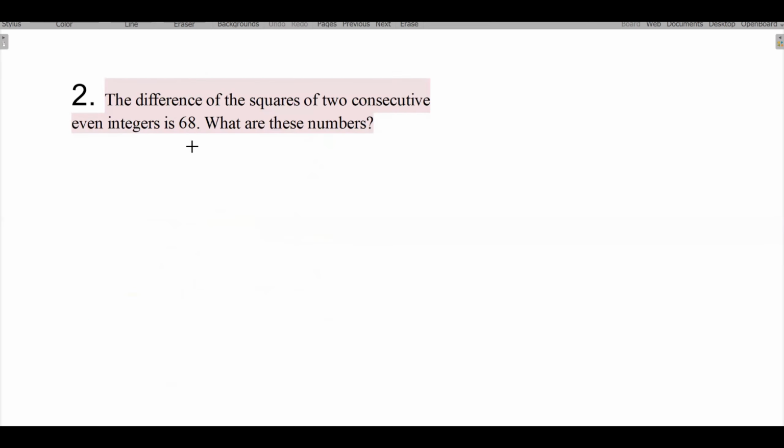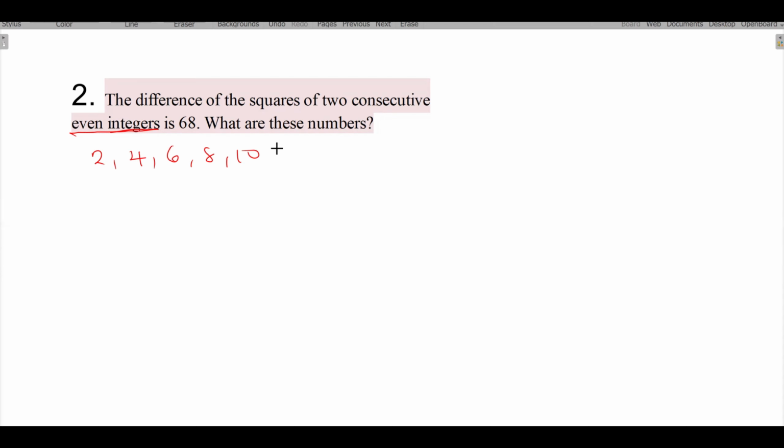This one says the difference of the squares of two consecutive even integers is 68. What are these numbers? Now, the key point here is even integers. Let's first talk about even numbers. Even numbers are numbers like 2, 4, 6, 8. We see that the difference between them is 2 each time.